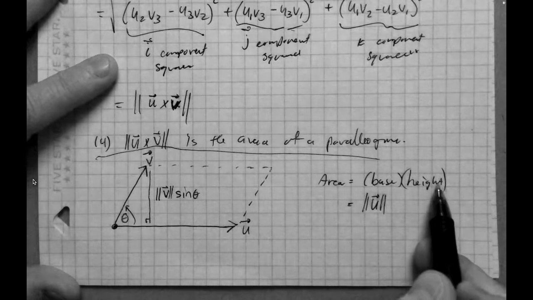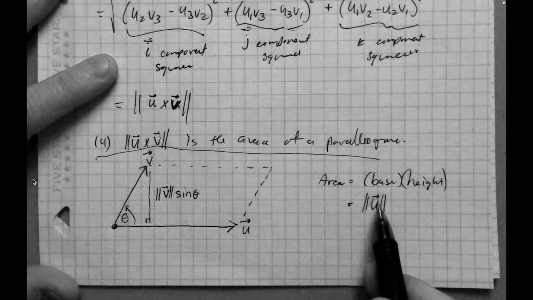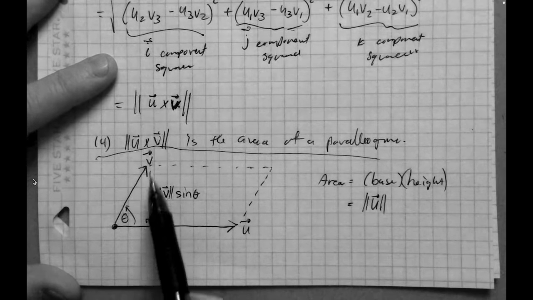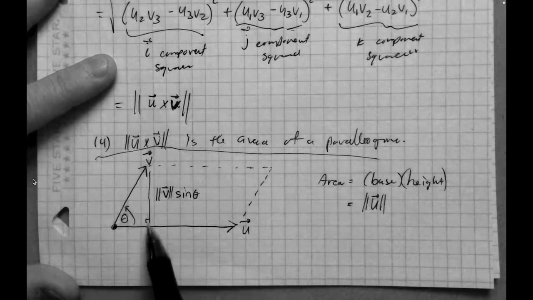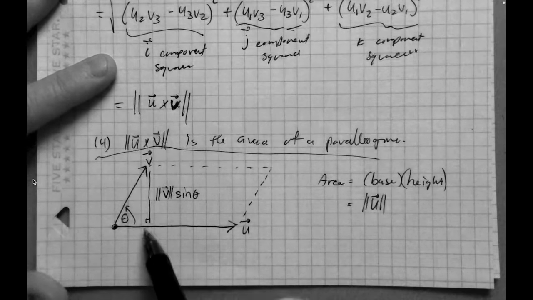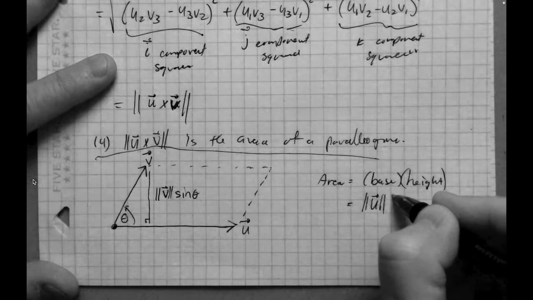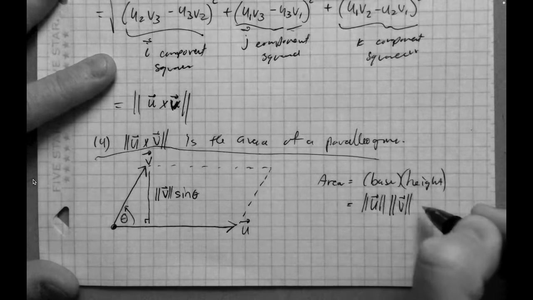Right, so you got base times height is equal to, well, the base is obvious, and then I'm telling you that this is the height. You might have to review your trigonometry a little bit if that's a little fuzzy. Right, but so that basically gets you what you need.